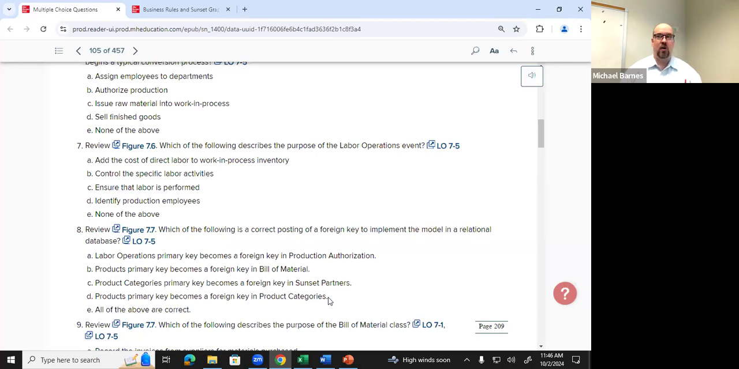Ensure that labor is performed. Again, that's one that I would say is probably along the right step, but again, we're trying to identify the specific activity that we're looking at. So that one's a little bit beyond scope.